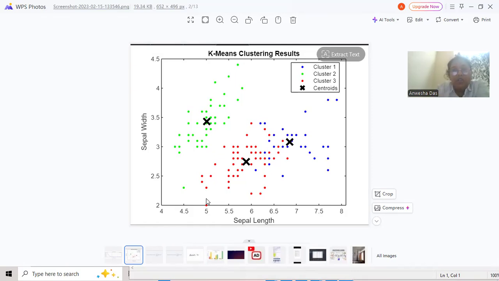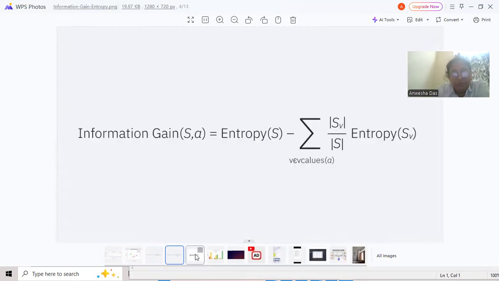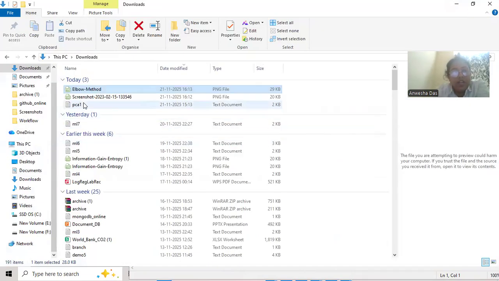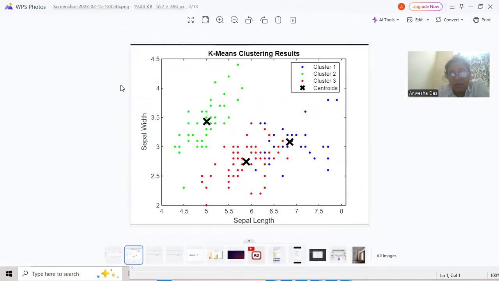So this is all about K-means. Now, I have said the K value is like 3, 4 like that. But how will we define a K value? How will we define a K value? So there is a method, that is the elbow method.